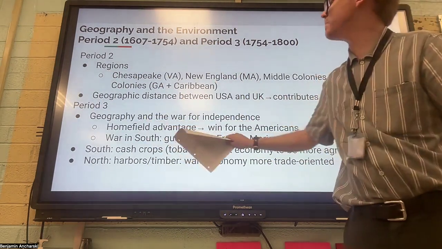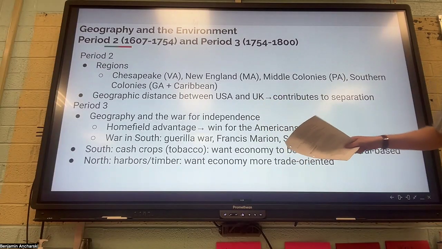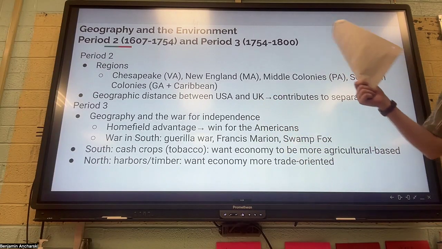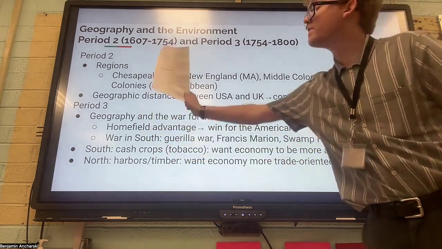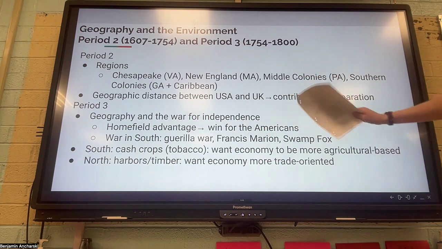The war in the South especially was a guerrilla war. We didn't talk about Francis Marion, I don't think, but he was kind of a guerrilla fighter. He was the so-called Swamp Fox, which is my nickname. No, it's not. The South and the North, these places will continue.